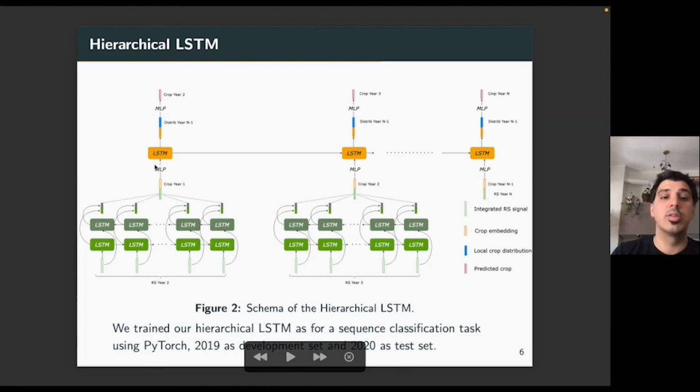And then this new vector was fed into a new LSTM. It was not bidirectional this time. The orange LSTM produced a multimodal vector of the crop and the remote sensing, which were also concatenated and fused with the distribution of the year in order to find the crop of the year too. So you can use the remote sensing of the current year, the crop and distribution of the past years, and you obtain the crop of the current year, even though you don't know anything about this year's crop. We used 2019 as development set and 2020 as test set.